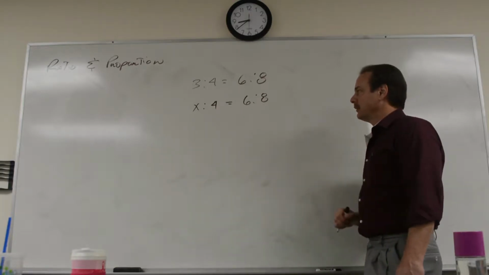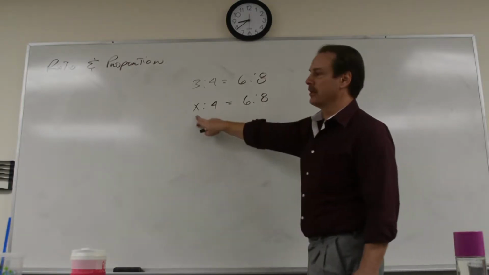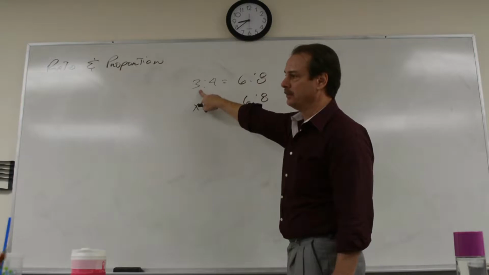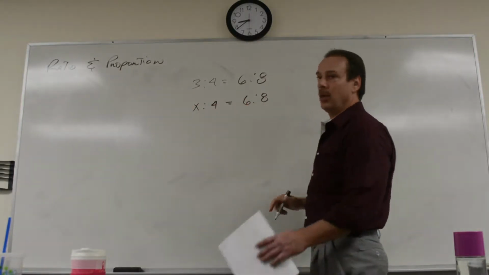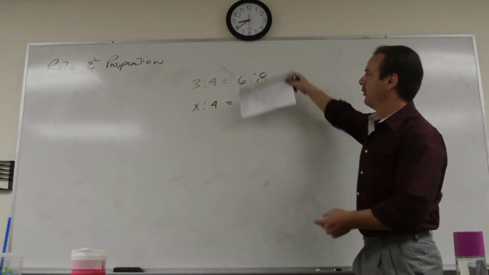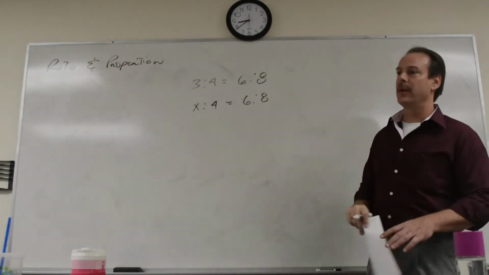Alright, well, we know what x is. X is 3. Because this is the same. You would just divide. If we didn't have this, say we don't have this, we want to figure out what it was.